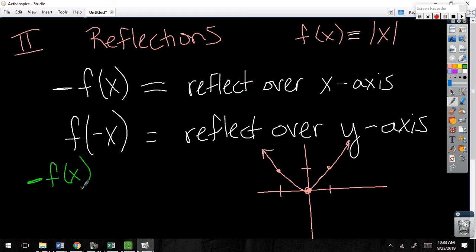So this time it's reflecting over what? X-axis, right? I'm just going to flip it over the x-axis. That's all I'm going to do. (0, 0) still? (0, 0), right? Reflecting over x-axis negates what?